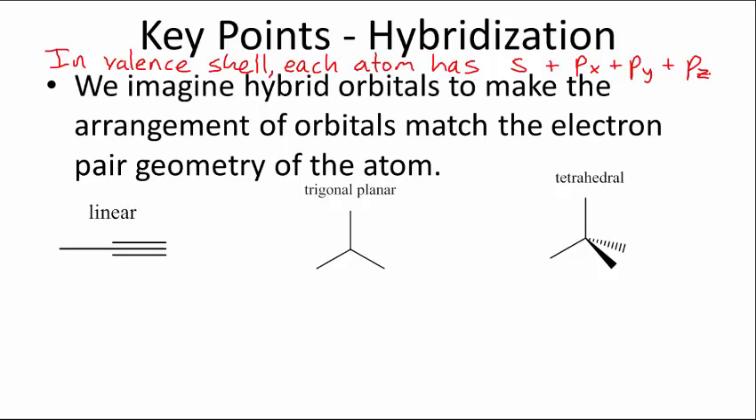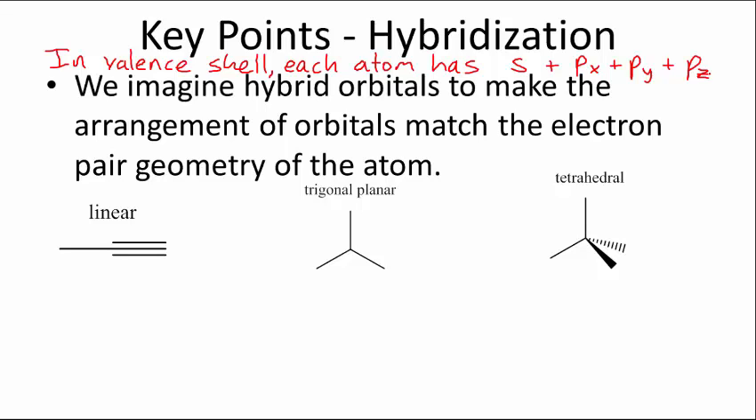each atom has four orbitals in its valence shell. The s orbital and the three p orbitals. We call them px, py, and pz because they point along the x-axis, the y-axis, and the z-axis in 3 dimensions.